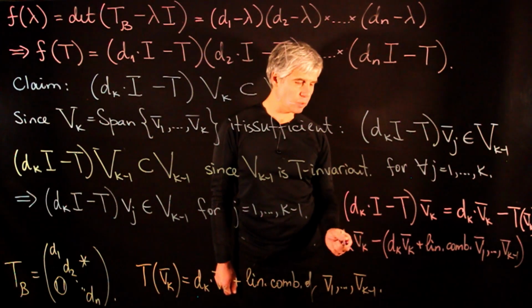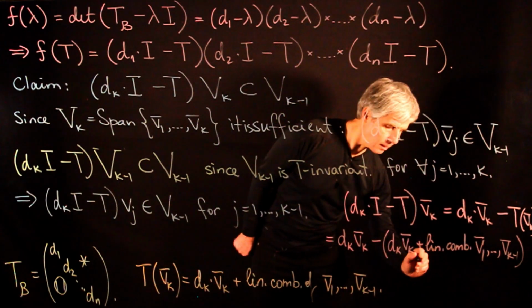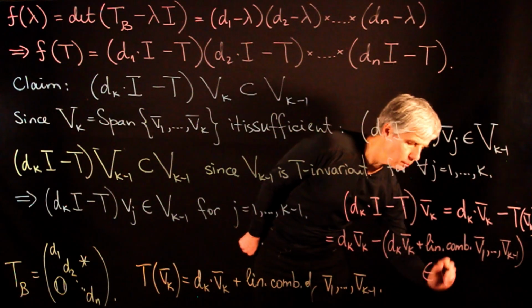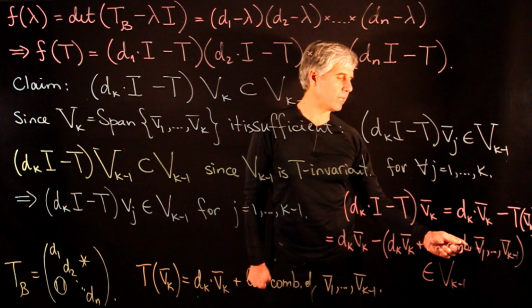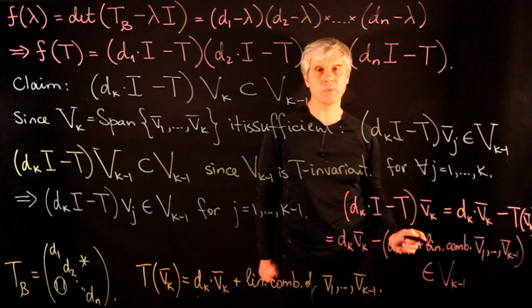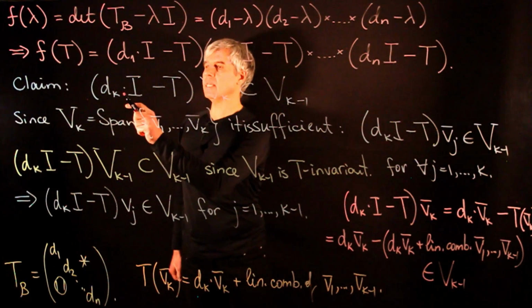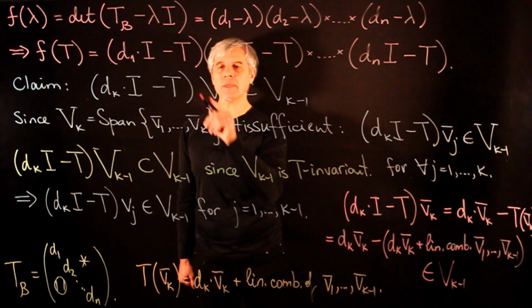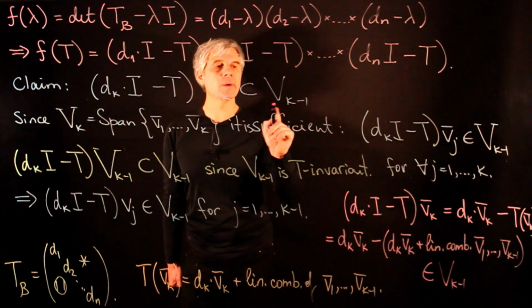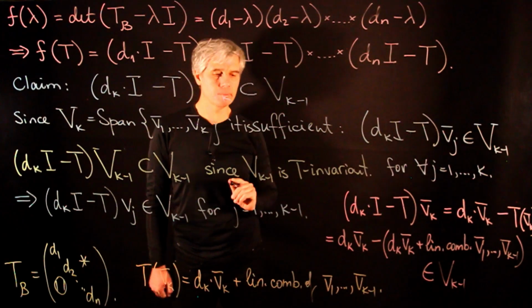And we see that the terms with vk will cancel, and we see that the result will belong to the space V(k-1), because we get a linear combination of vectors from v1 to v(k-1). This proves this claim, that dk times identity minus T acting on the kth space of our flag brings it to the (k-1)th space in our flag.